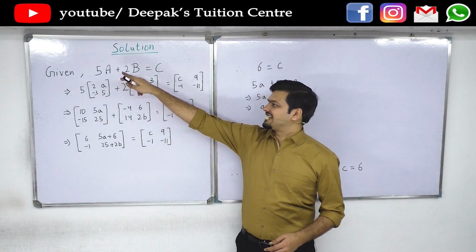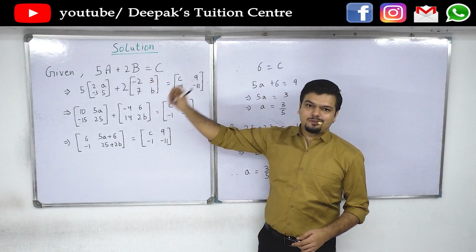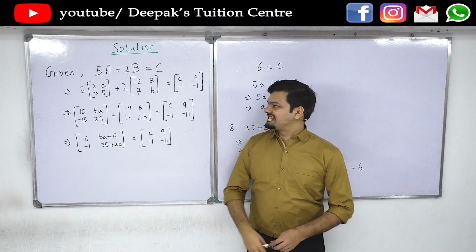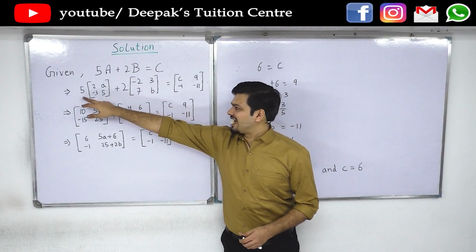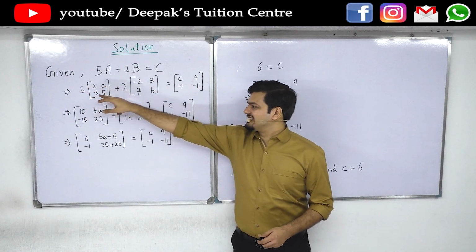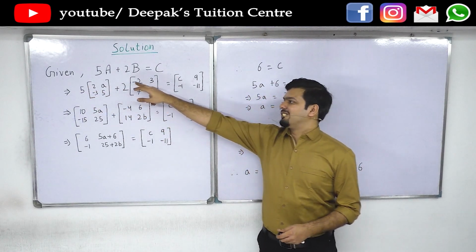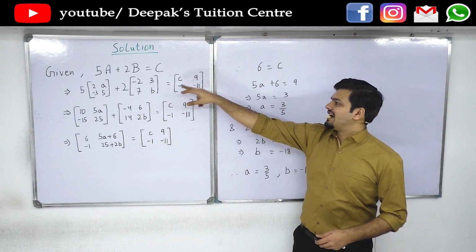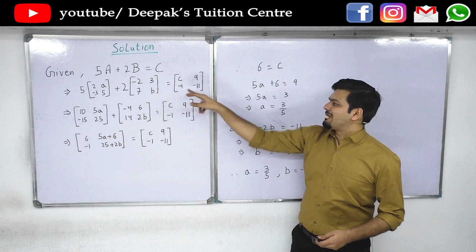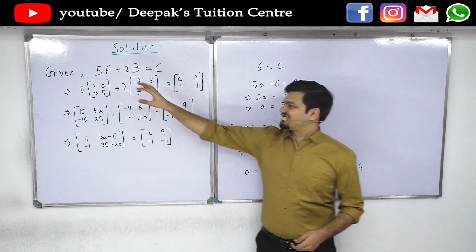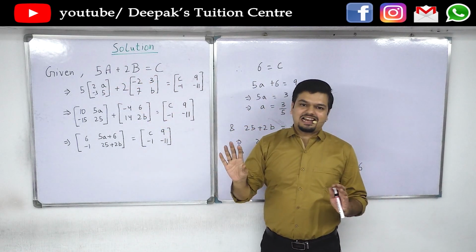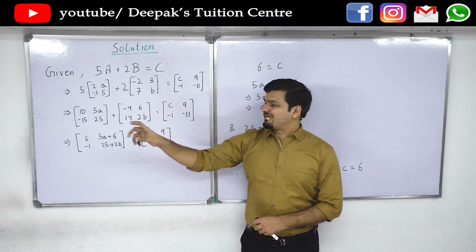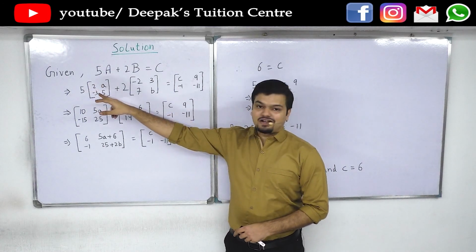So 5 into matrix A plus 2 into matrix B is equal to matrix C. Now we substitute the values of matrix A, matrix B and matrix C in the equation. So we get 5 into [2, a, minus 3, 5] plus 2 into [minus 2, 3, 7, b] is equal to [c, 9, minus 1, minus 11]. We have just copy pasted the values. We have not done anything else. Now we have to use the operation M into A, so we have to multiply 5 to every element of matrix A.